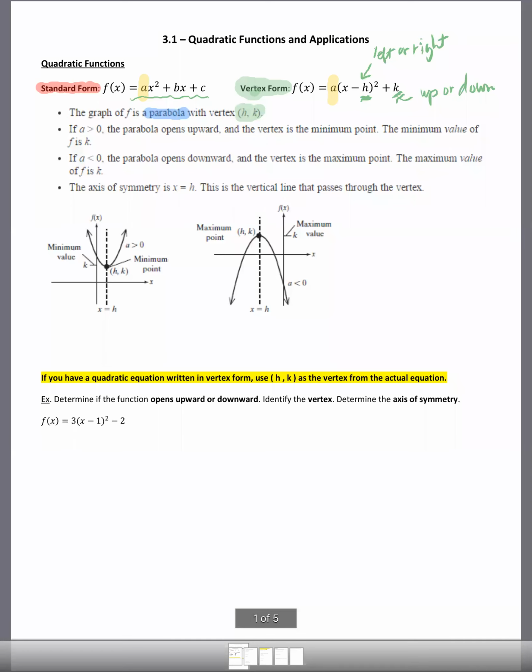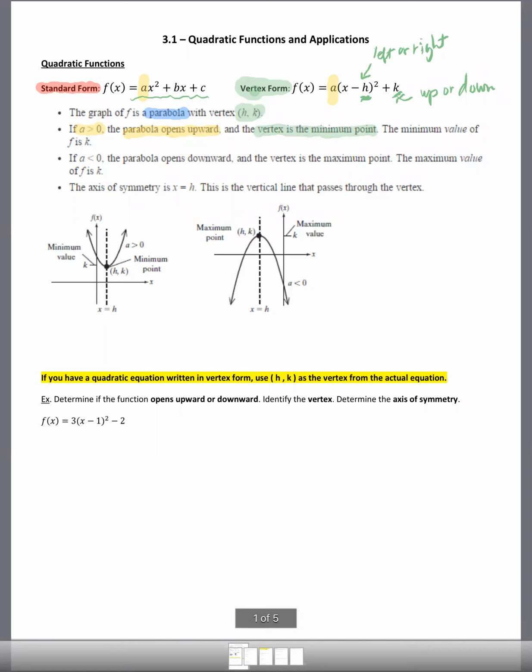Let's go back to this value of a. And we said if you have the value of a, and this value happens to be larger than 0, so that means that it's a positive number, what it tells me is that the parabola is going to open up, and it also then gives us a vertex that is going to be classified as a minimum point.